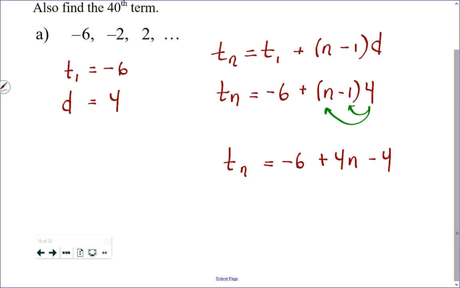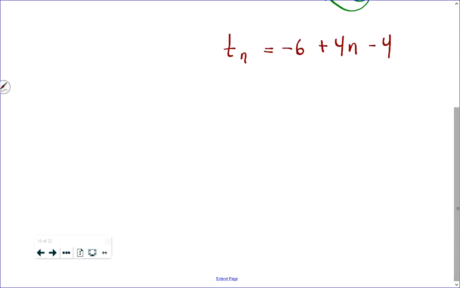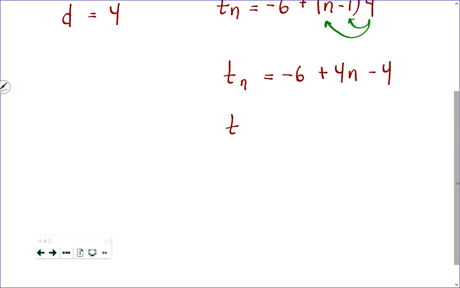Four multiplied by n is 4n. 4 multiplied by negative 1 is negative 4. And now I have negative 4 and negative 6, which are what we call in math like terms or similar terms. They can be combined by adding them, in this case giving us negative 10. So Tn equals 4n minus 10.